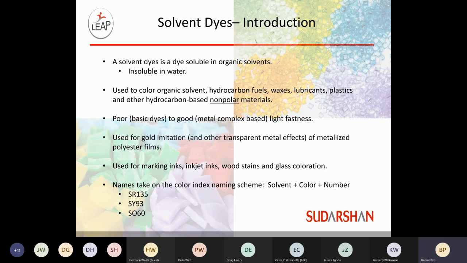Solvent dyes are also used as a gold imitation and other transparent metal effects for polyester films. Think glitter here. They are also used for marking inks, inkjet inks, wood stains, and other glass colorations. For dyes, they also take on the same type of color index naming schemes as pigments, obviously except for the beginning letter being an S for solvent, followed by the color letter and the chemistry number. So for example, you have solvent red 135, solvent yellow 93, and solvent orange 60.